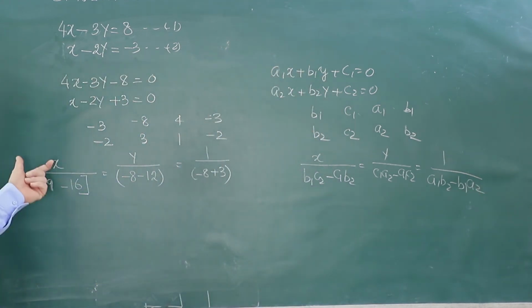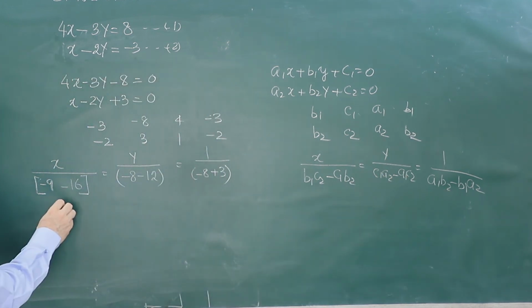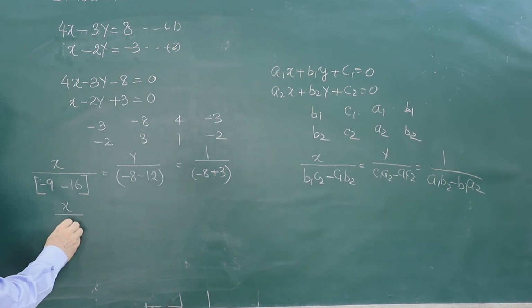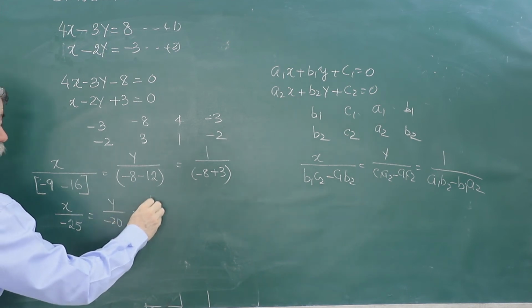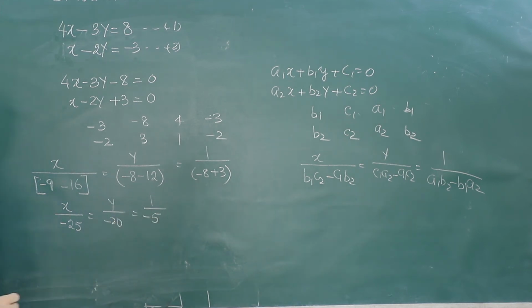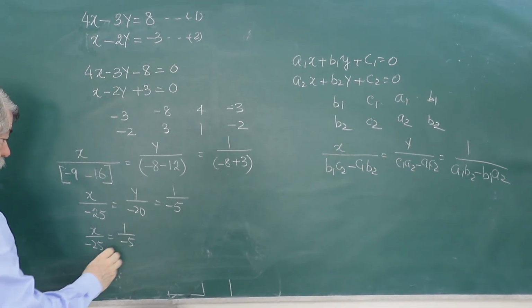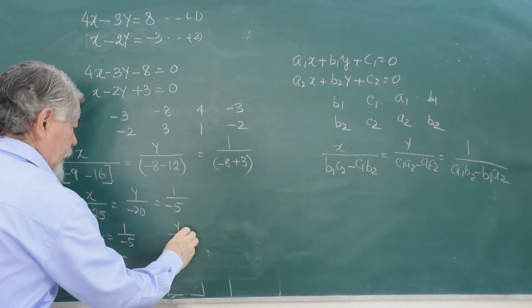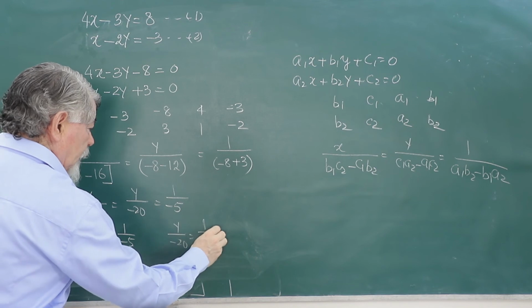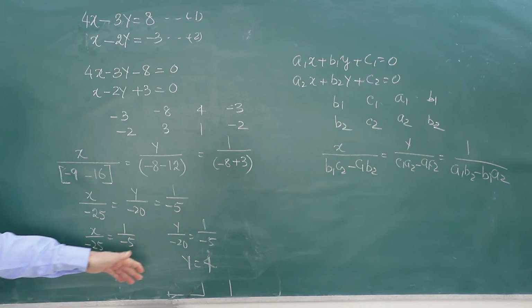That is the method. So x upon minus 25, y upon minus 20 is equal to 1 upon minus 5. X upon minus 25 is equal to 1 upon minus 5, so x will be 5. Y upon minus 20 is equal to 1 upon minus 5, so y will be 4. So x is 5, y is 4.